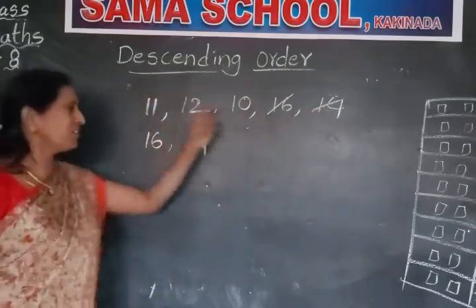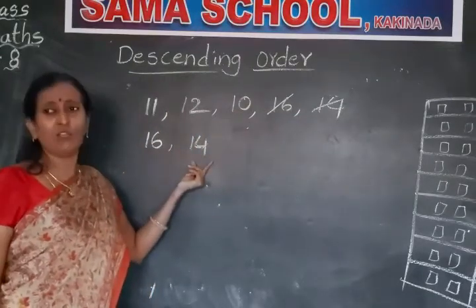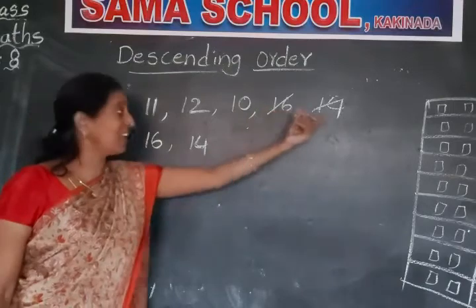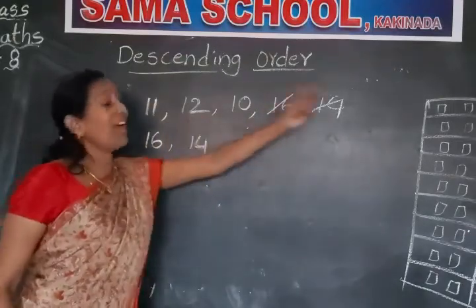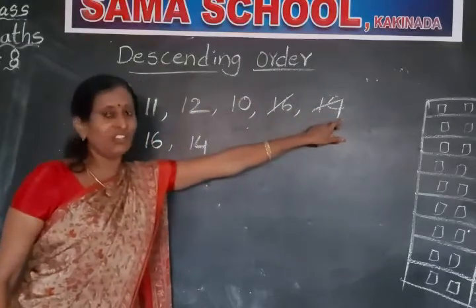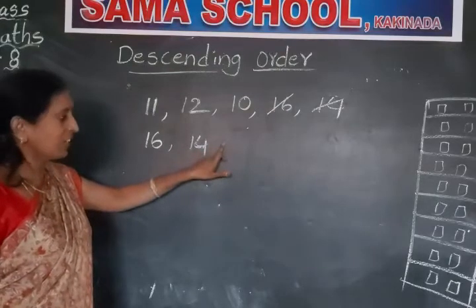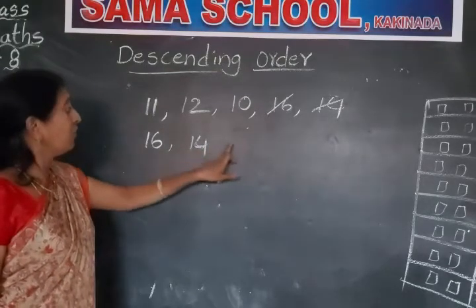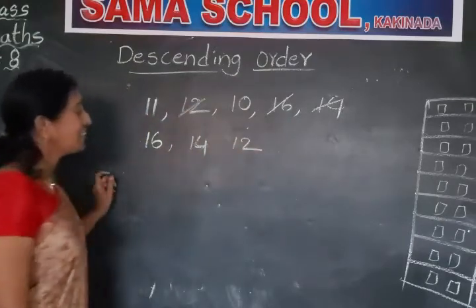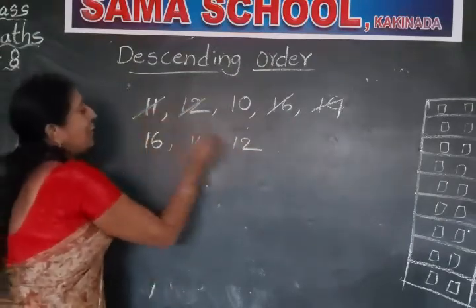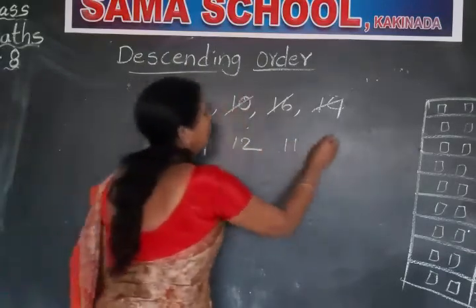No children? First you write the big number. First 16. Next, smaller than 16 is 14, but 10 and the others are very small. These numbers are smaller than 14. No children? So you write 14. Next, 14 before 13. 13 before 12. So you write 12. Next, 12 before 11. And 11 before 10.